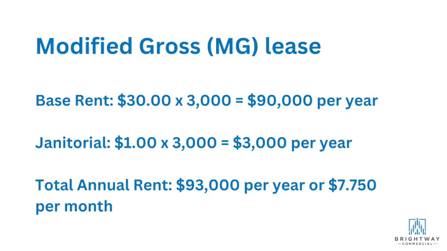If your space is 3,000 square feet, the base rent is $30 per square foot times 3,000 square feet or $90,000 per year. Plus, let's say janitorial costs you an extra $1 per square foot. This janitorial cost of $1 times 3,000 square feet equals $3,000 per year. The total annual rent would be $93,000 per year, or $7,750 per month.